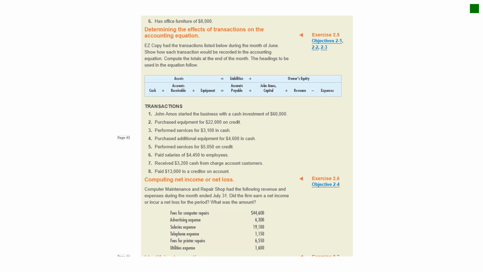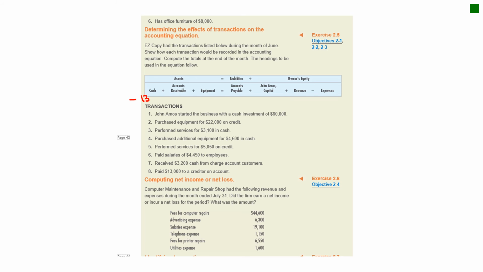Number 7, received $3,200 cash from charge account customers. So you're going to put 3,200 plus to cash. Your charge account customers was accounts receivable. That's a minus 3,200. You're basically just collecting money that's owed to you. So in this case, the only items that are affected are two assets: increase cash and decrease accounts receivable. That's number 7. And then finally, number 8 says you paid your creditor on account.